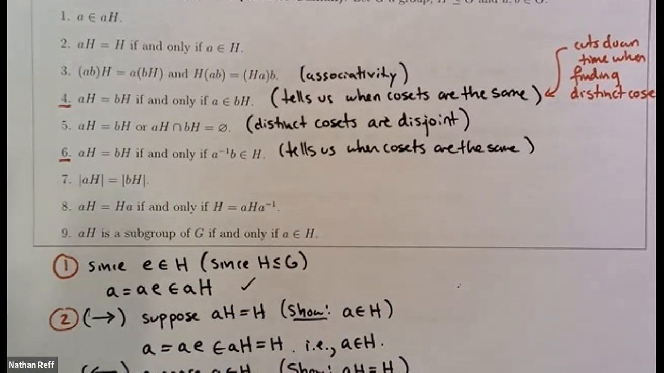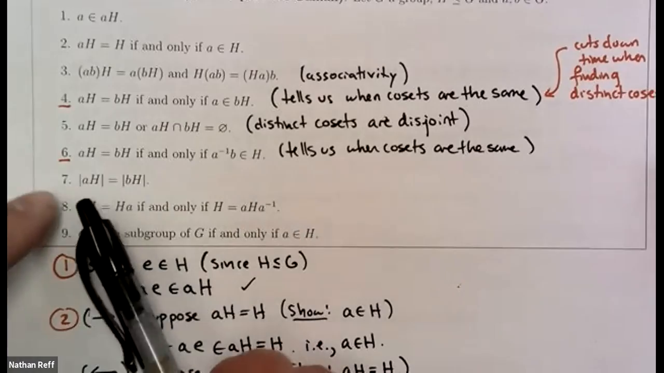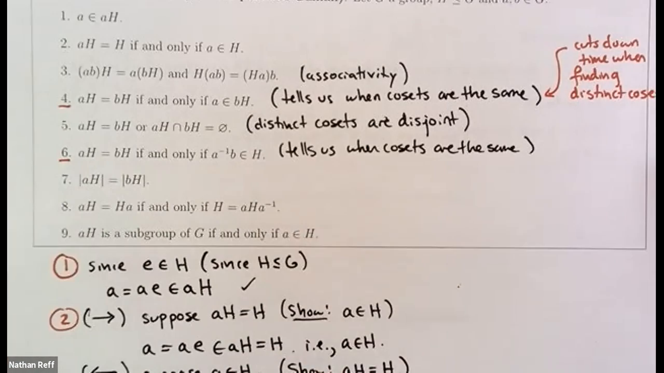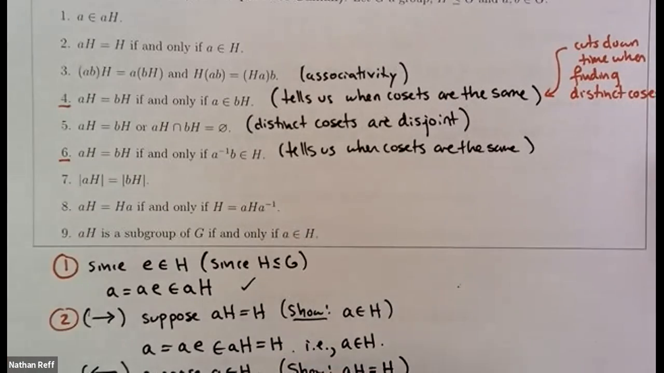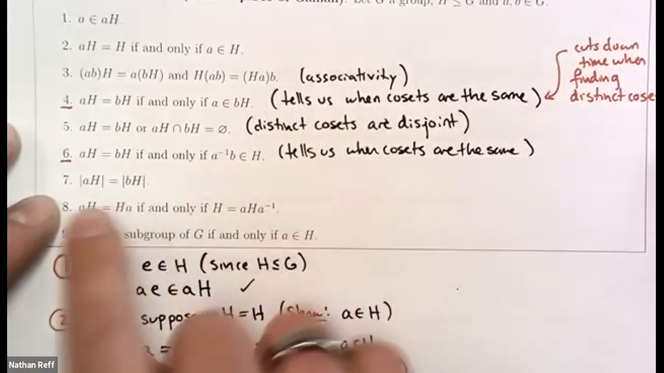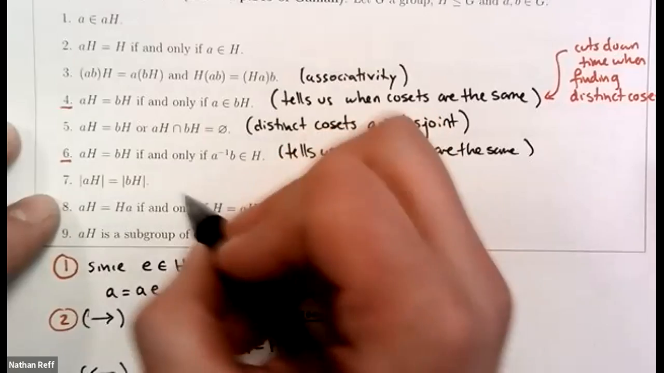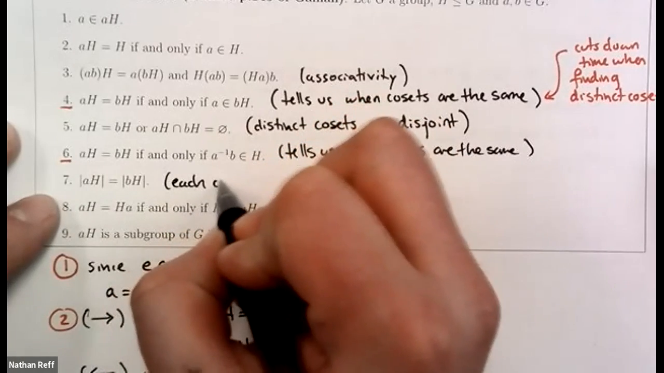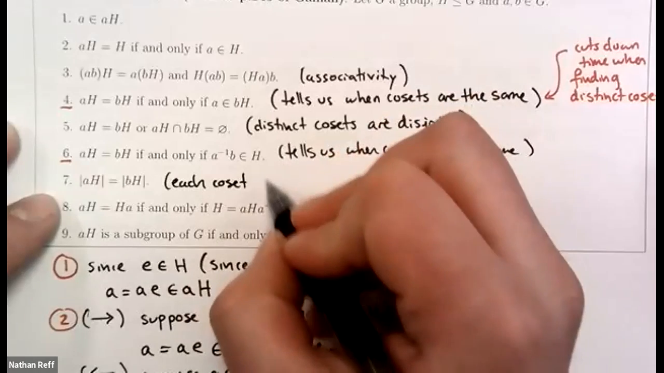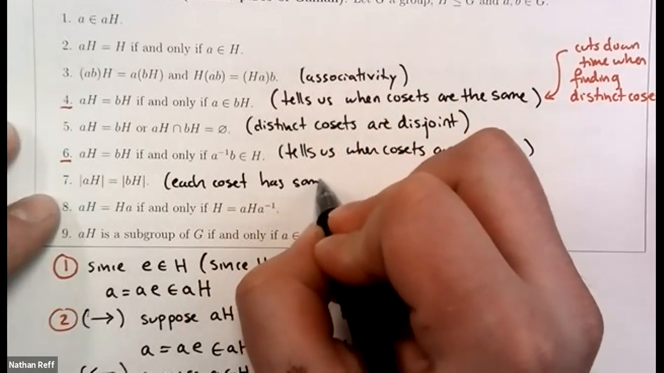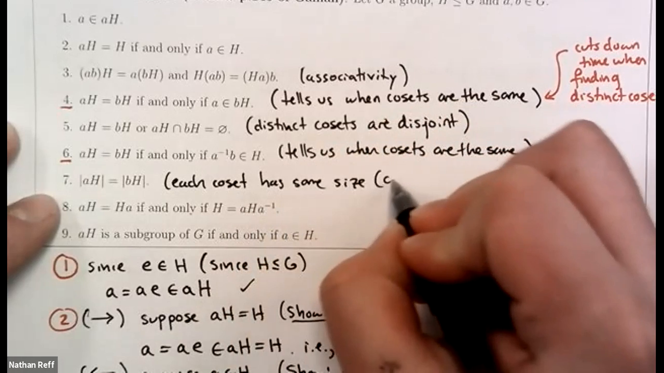Okay. 7 is going to be very useful for us. This one is telling you that cosets always have the same size. All cosets have the same size, cardinality in general. So even if this is infinite, they would have to have the same cardinality. Each coset has the same size or cardinality.